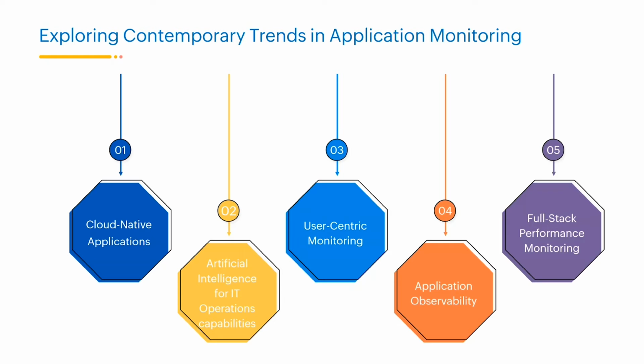Next one is artificial intelligence for IT operations capabilities. In the context of application performance monitoring, artificial intelligence and machine learning are recently used to enhance and automate IT operations through anomaly detection.